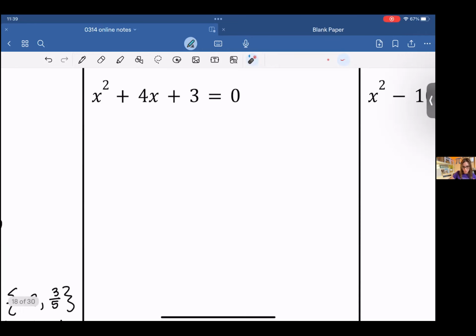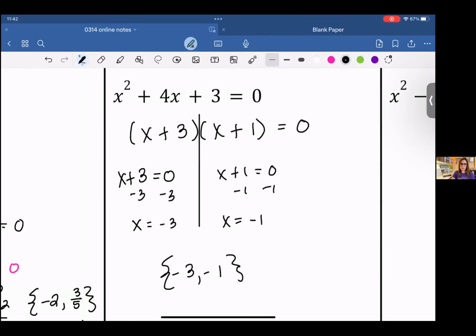Pause it, try it, come back. So for this one, you're looking for factors of 3 that add to 4. That is 3 and 1. You write that as x plus 3, x plus 1, or flip-flop those. Split them up, set them equal to 0, subtract 3, subtract 1. We get negative 3, negative 1. So you write that as a solution set, and that's it.